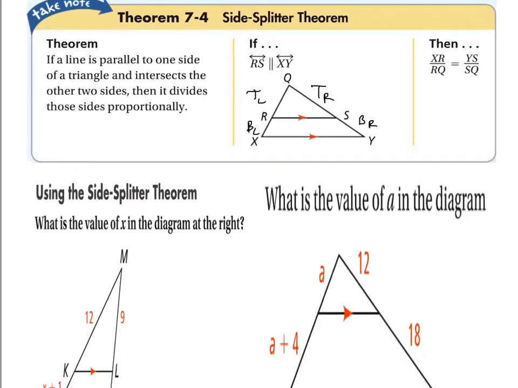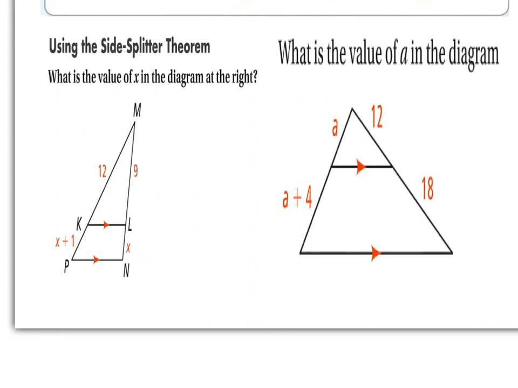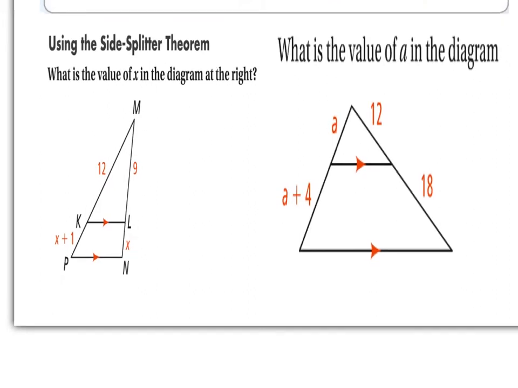So, using the side splitter theorem, what is the value of x in the diagram at the right? I've got two lines that are parallel. Bottom left, which is x plus 1, over top left, which is 12, equals bottom right, which is x, over top right, which is 9. I would cross multiply. I get 12 times x equals 9 times the quantity x plus 1.